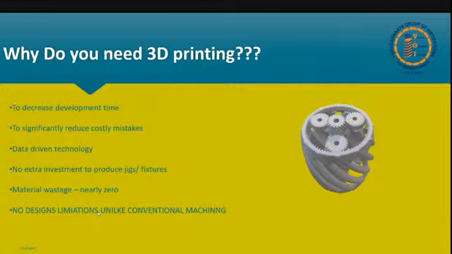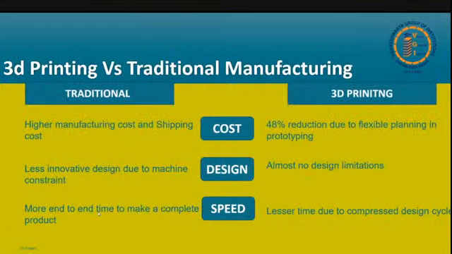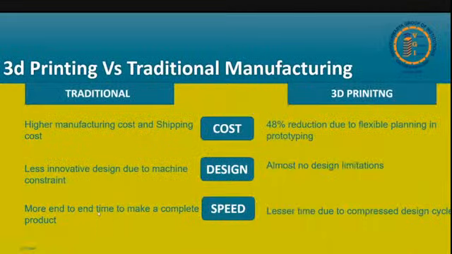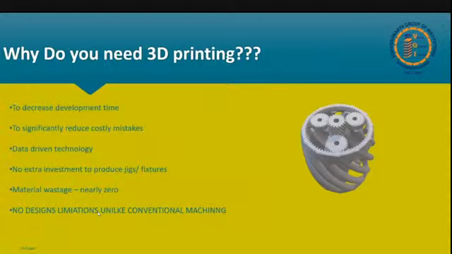Then again, you reduce costly mistakes. Like I said, in the case of injection molding, if you make some mistake in the design, you'll have to make the whole injection mold again, which will take weeks, which will cost lakhs of rupees, and it's not a very good way to make things. But in 3D printing, if you make a wrong decision or any mistake, you can change it very fast.